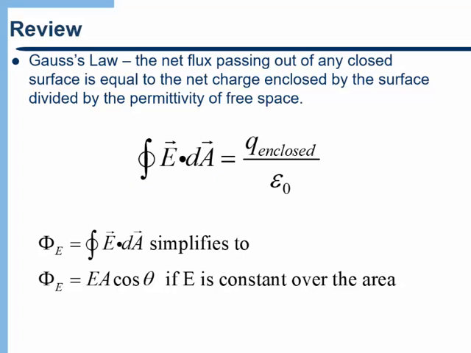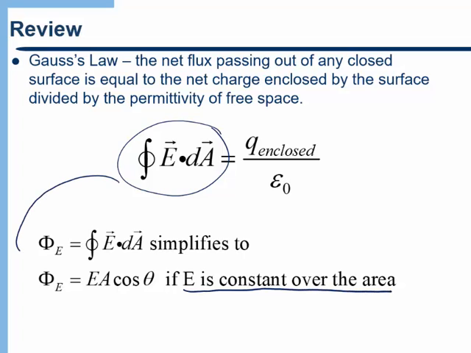But flux isn't really a useful quantity on its own. The quantity that's useful is the electric field. If we want to solve for the electric field, we've got to be able to get rid of this integral. And the only way that we do that is we have to pick a surface over which the electric field is constant. And that's how we can go from the integral of E dot dA to just EA cosine theta. If there isn't a surface over which we can make the argument that the electric field is constant, then Gauss's law is still true, but we can't use it to solve for the electric field.